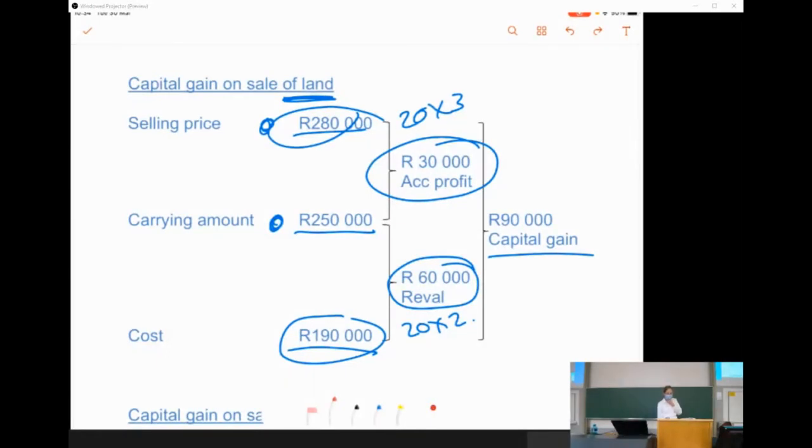Okay, can you see the difference here between land and buildings? For the building, our selling price was at the top, but then our carrying amount was lower than our original cost. Because we only revalue upwards, we are not going to have that situation for land. For land, your cost is the lowest value, carrying amount a little bit higher, selling price even higher. For tax purposes, we are going to be taxed on the full capital gain, but only 80% of that. And included in my accounting profit for the year, we are only going to have that 30,000.